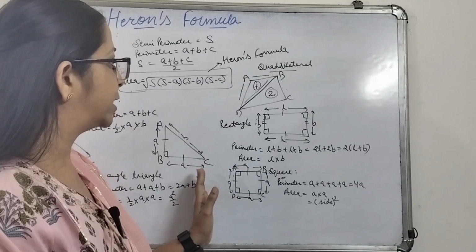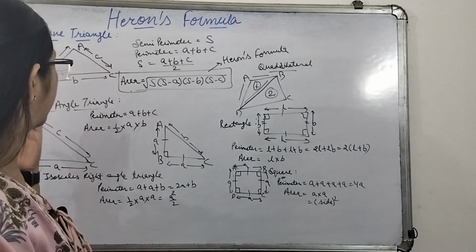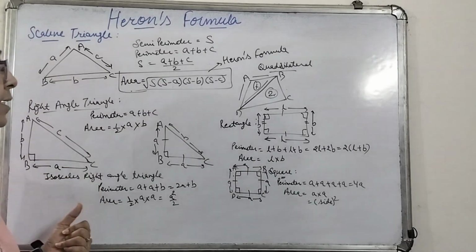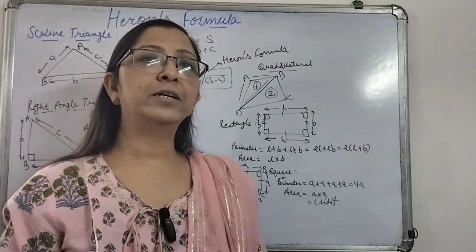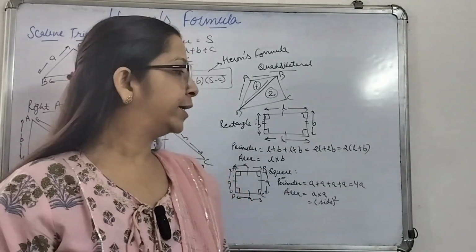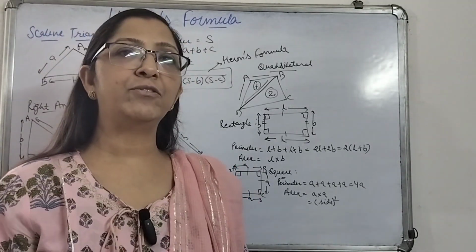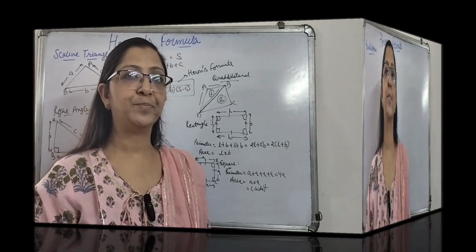So these are the formulas using which we can find the area of a scalene triangle, a right angle triangle, an isosceles right angle triangle, a quadrilateral, a rectangle, and a square. We'll be learning other quadrilaterals also, like the trapezium and the parallelogram. All these we'll be learning, and then we'll be solving questions based on the chapter.